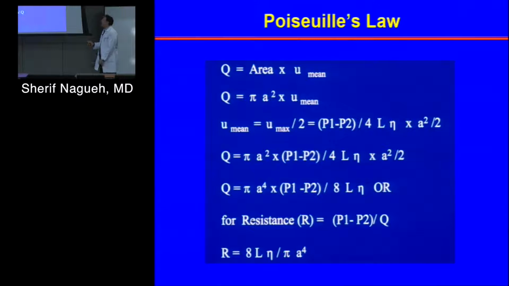So this is the mean velocity, and we said it's just the maximum divided by 2. And then we go back to this equation, and we get flow, which is area multiplied by the mean velocity. And the area is pi a squared, where a is the radius. So this is the resistance, and this is the full Poiseuille's equation, where flow is directly related to the fourth power of the radius, inversely related to the length and the viscosity, but directly related to the pressure gradient. Pi divided by 8 is a constant.